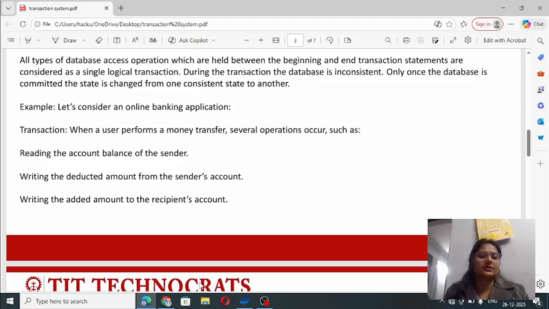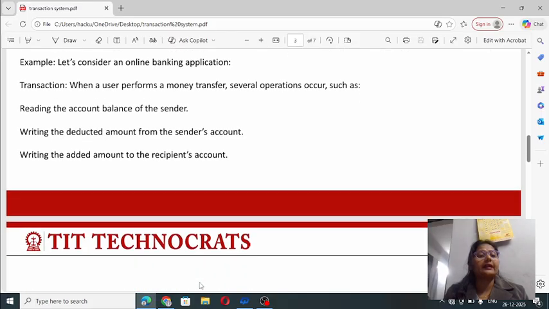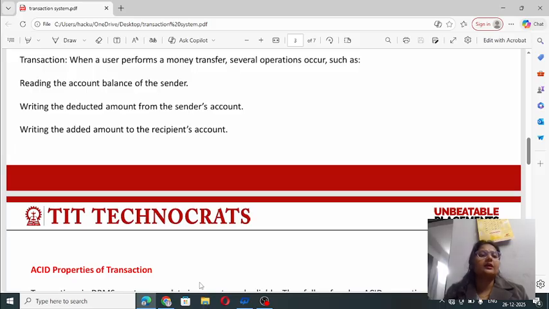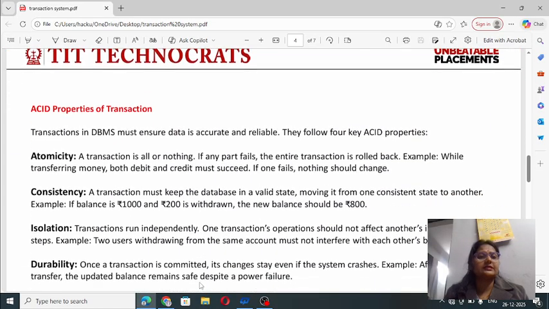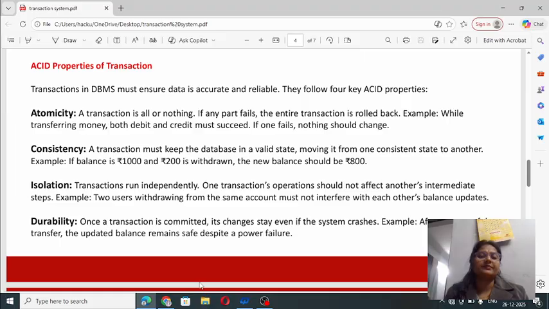Example: let's consider an online banking operation. The first is the transaction. The user performs a money transfer, which involves several operations. Several operations occur, such as reading the account balance of the sender, writing the deducted amount, and writing the added amount. All these operations are inside one transaction. It's called a totally transaction-based operation.